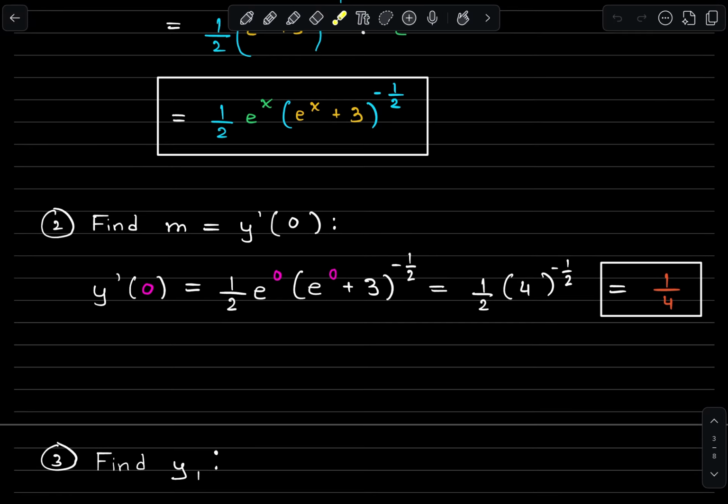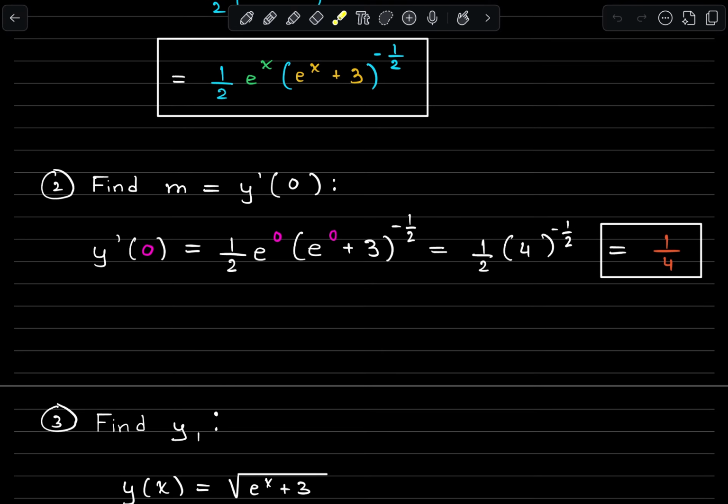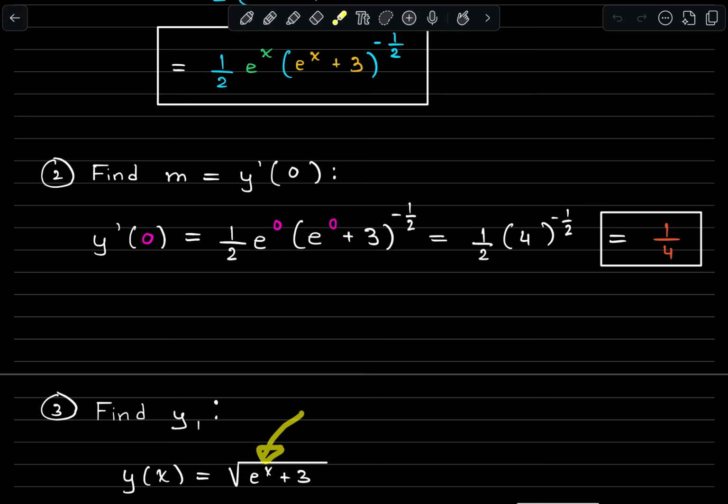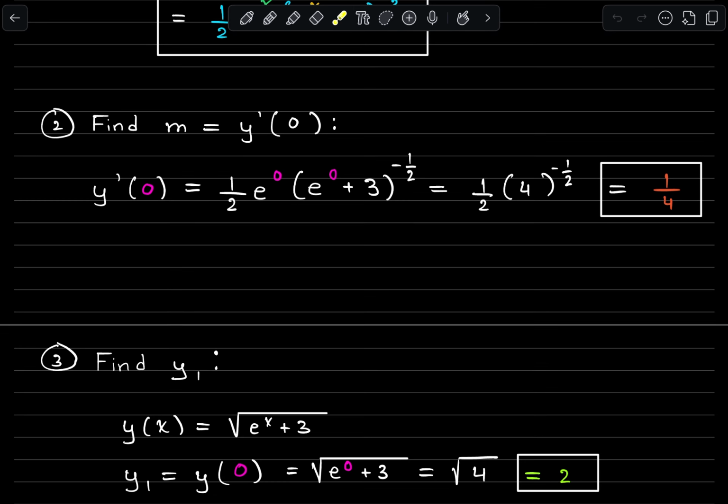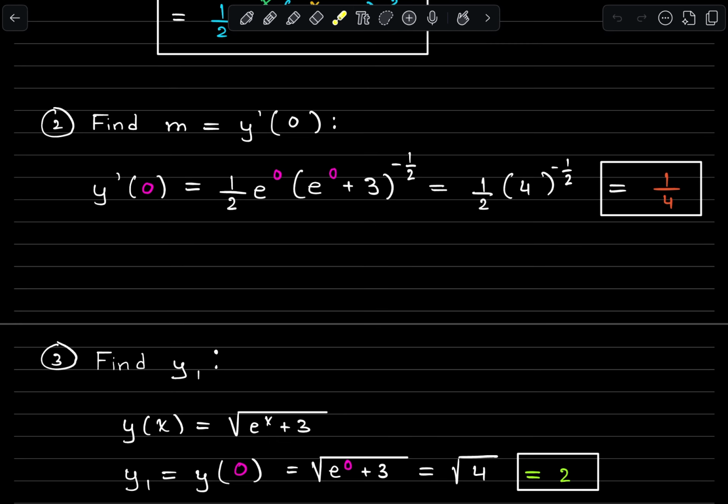Okay. So if we're going to put this into point slope form, we need y1 as well, in addition to m. X was given to us, x1 I should say. So to find y1, we just plug in our x value into the original function. X being 0, so y of 0 is equal to the square root of e to the 0 plus 3, which is the square root of 4, which is just 2.